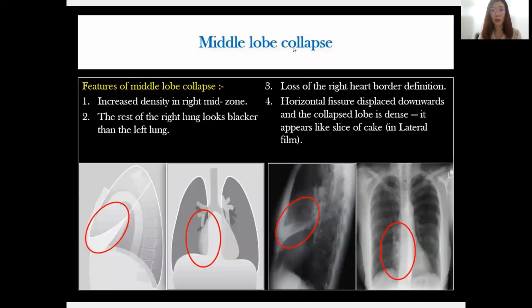Next is middle lobe collapse. Middle lobe collapse will have specific features where we will see increased density at the right mid zone, and then the rest of the right lung will look blacker or darker than the left lung. Okay, so you will see an opacity here. It will be obscuring the right heart border, and then on lateral view, you will see a triangular shape opacity, okay, overlapping with the heart shadow. This is middle lobe collapse on the right side.